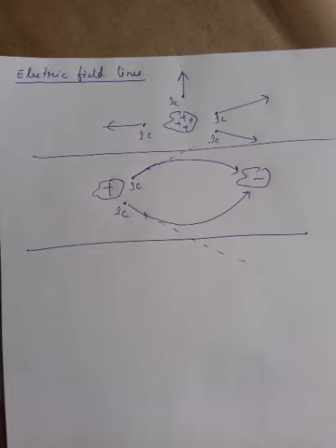Then one point I want to mention, you write separately: electric field lines may be straight line or may be curve. The tangent drawn at any point on a line of force gives us the direction of electric field at that point.